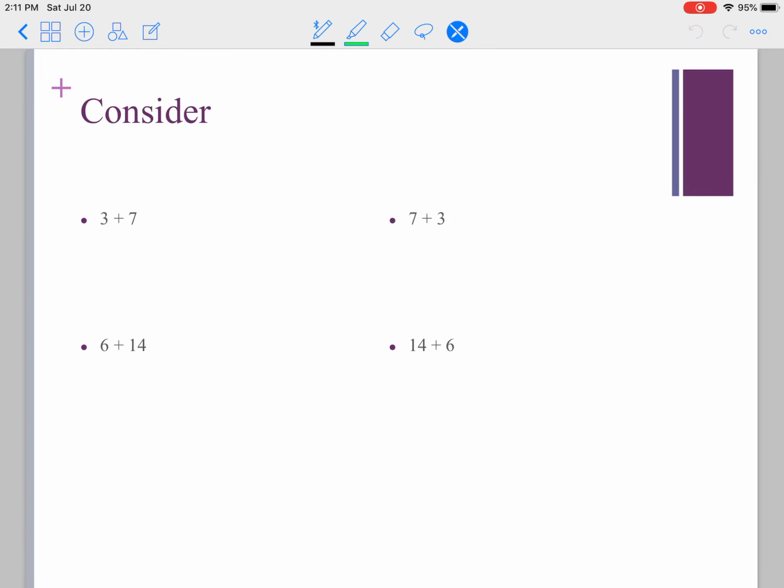So let's consider 3 plus 7. If you take a moment and look at that, you'll probably relatively quickly realize that 3 plus 7 is equal to 10. Looking to the right, if you notice, we have 7 plus 3. And as you probably have already determined, it is also equal to 10. Below that, we have 6 plus 14. That is equal to 20. 14 plus 6. That is also equal to 20.